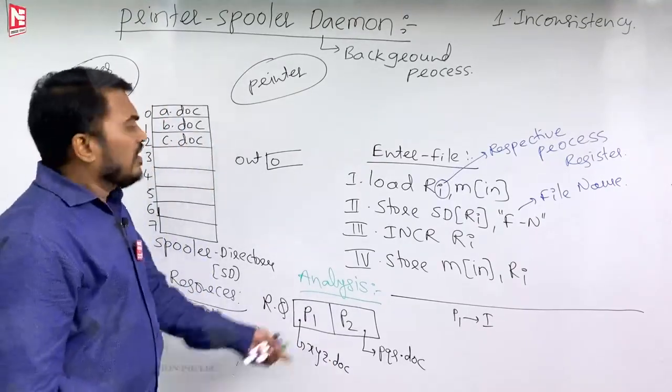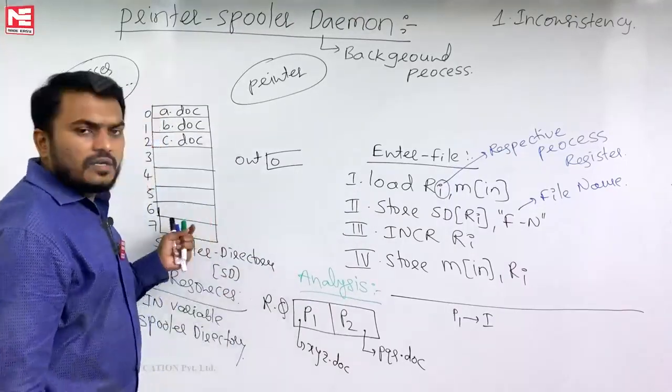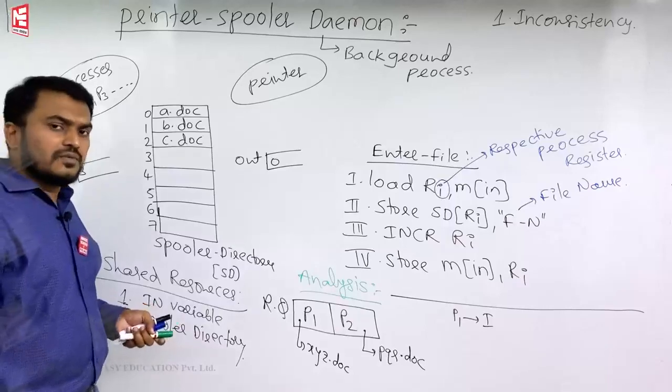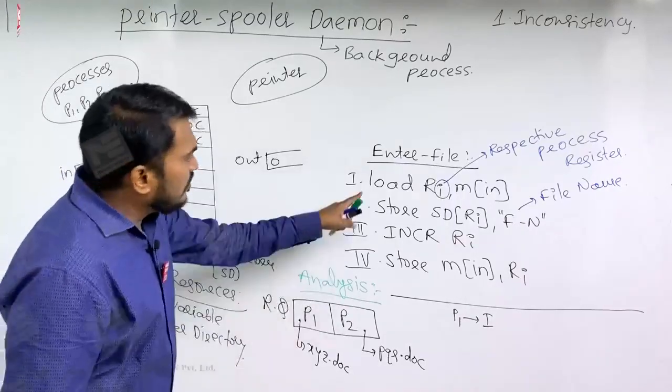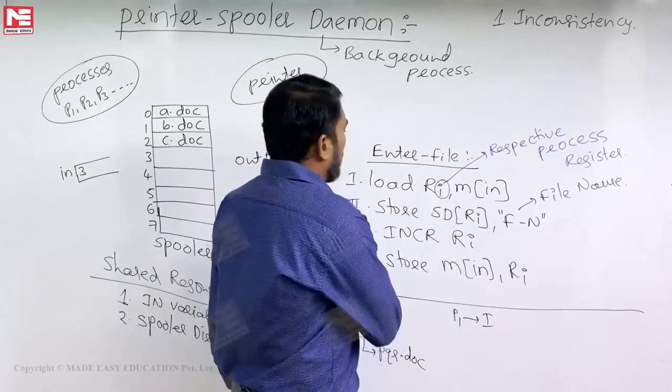Print करना है तो क्या करना? Okay, ये instructions को चलाना पड़ेगा. Simple, right? So file को spooler directory में store करना है तो वो पूरा instructions को execute करना पड़ेगा. So P1 is executing the first instruction. What is the first instruction P1 is executing here?